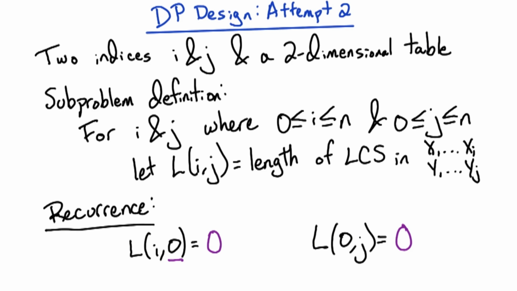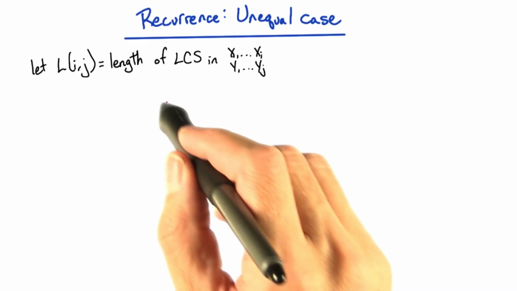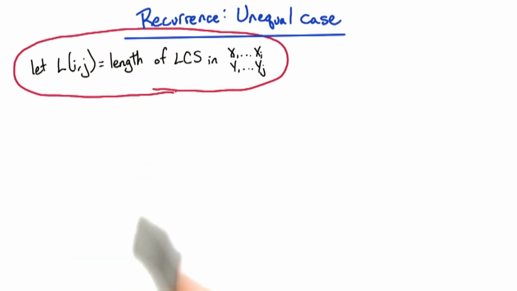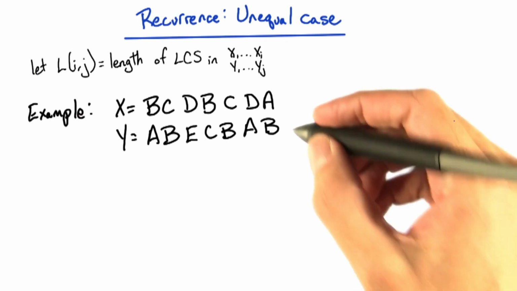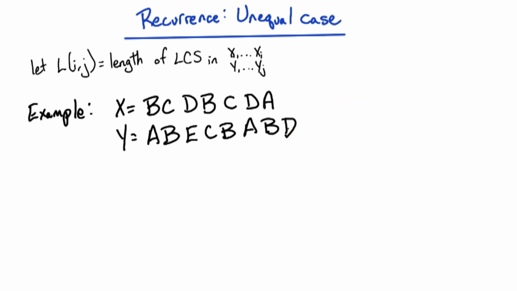Let's move on to the more interesting cases. So let's go ahead and try to define the recurrence for our new subproblem definition. The length of the longest common subsequence in the first i characters of x and the first j characters of y. And let's go back and look at our earlier example. Here's our earlier example, and notice that here they're both of the same length. And just to illustrate our new subproblem definition, let's add in one more character to y, so they're now of different length. And if you recall our approach from before, we're going to look at the last character of both sequences, and we're going to condition on whether they're the same or different. If they're the same, then we can possibly match them together. If they're different, there's no way we can match them together. So let's do the case where they're different first.